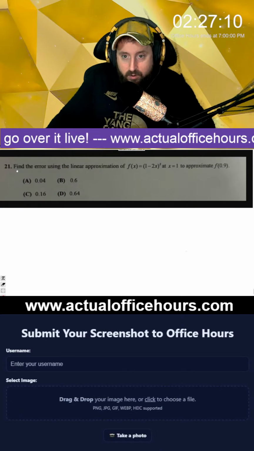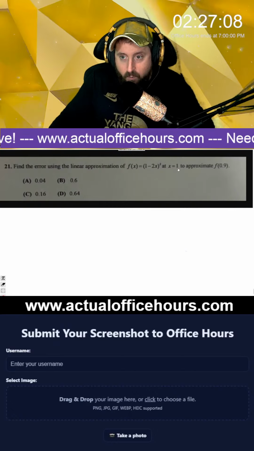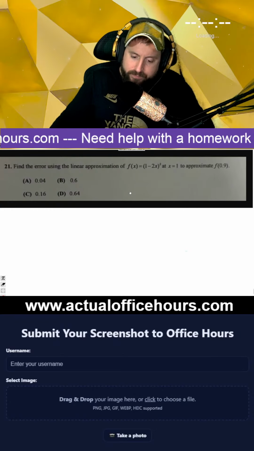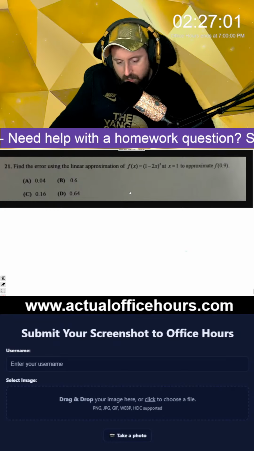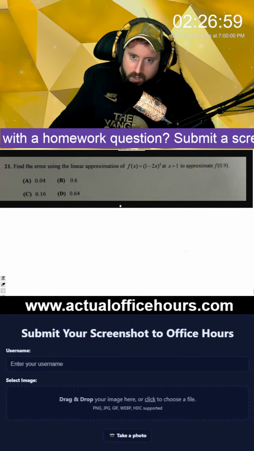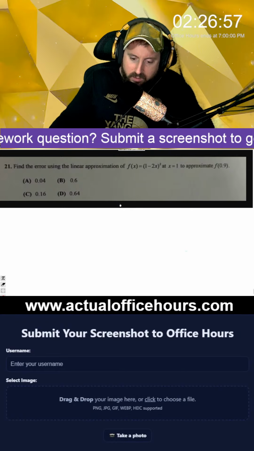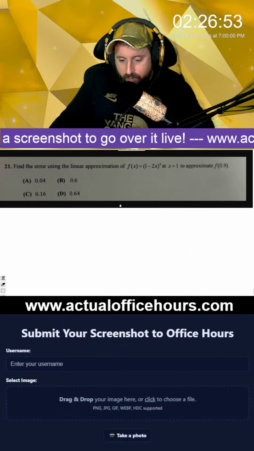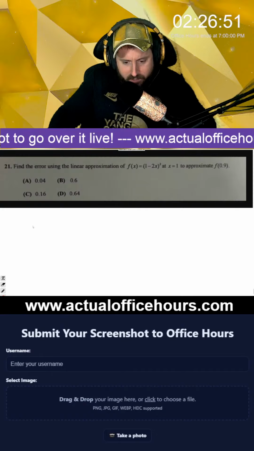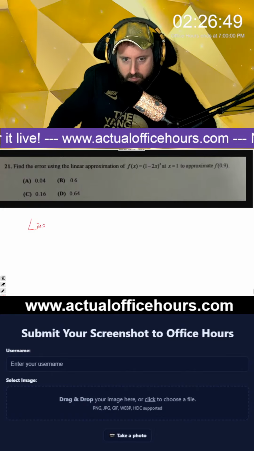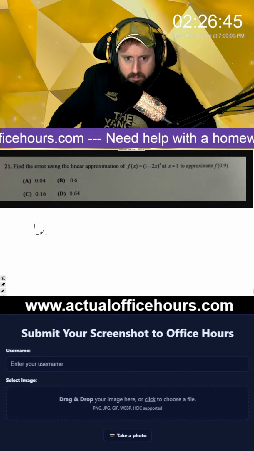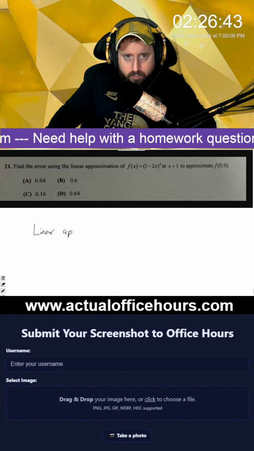But let's do this one. Find the error using a linear approximation of f at 1 to approximate f of 0.9. Okay. Correct me if I'm wrong. Linear approximation. Am I allowed to use the derivative, right? I think I am. That's what a linear approximation is, right? Yeah, so linear approximation.